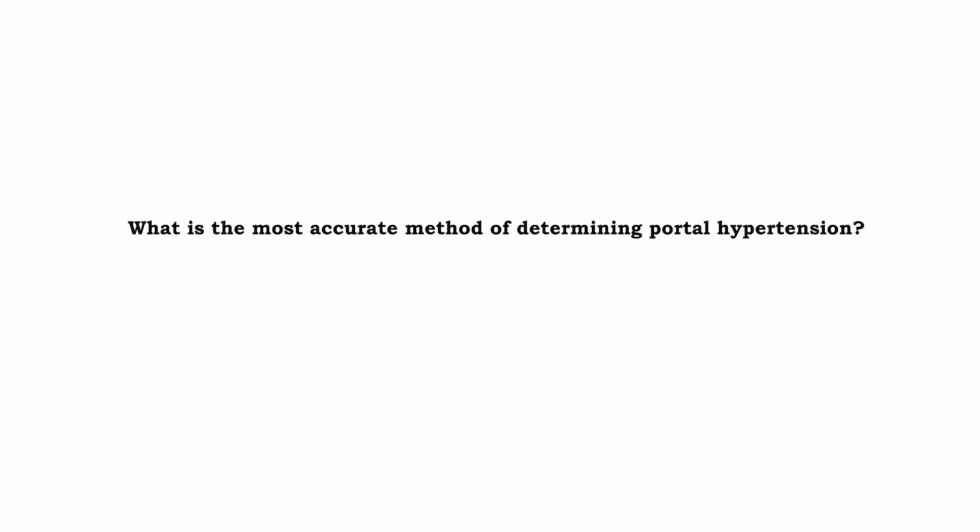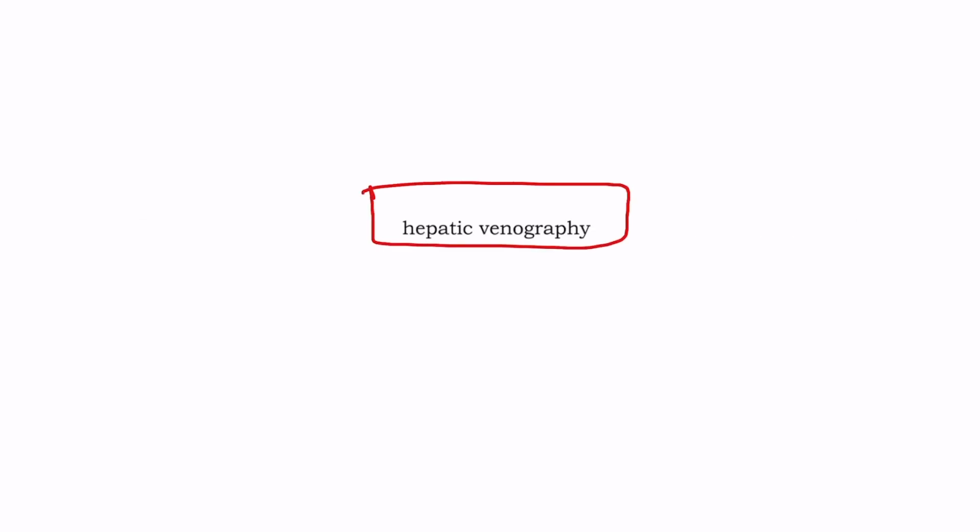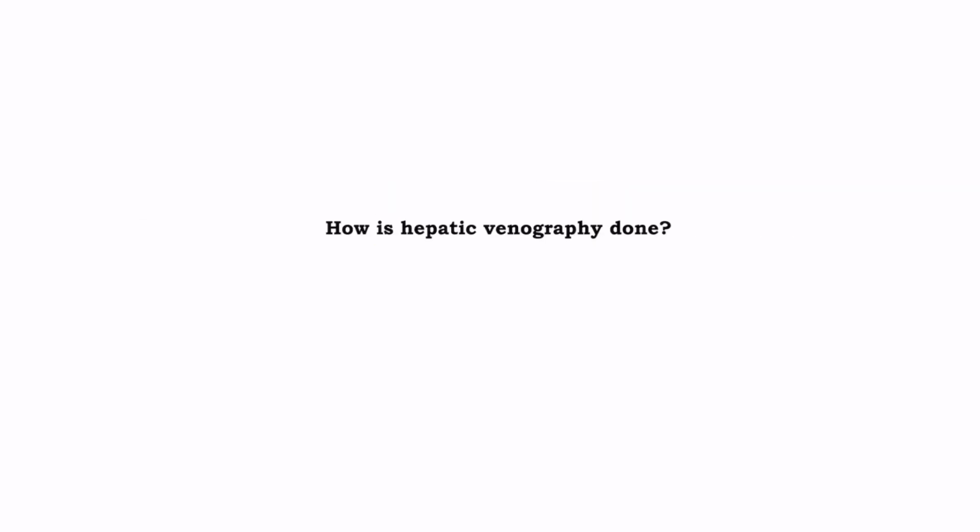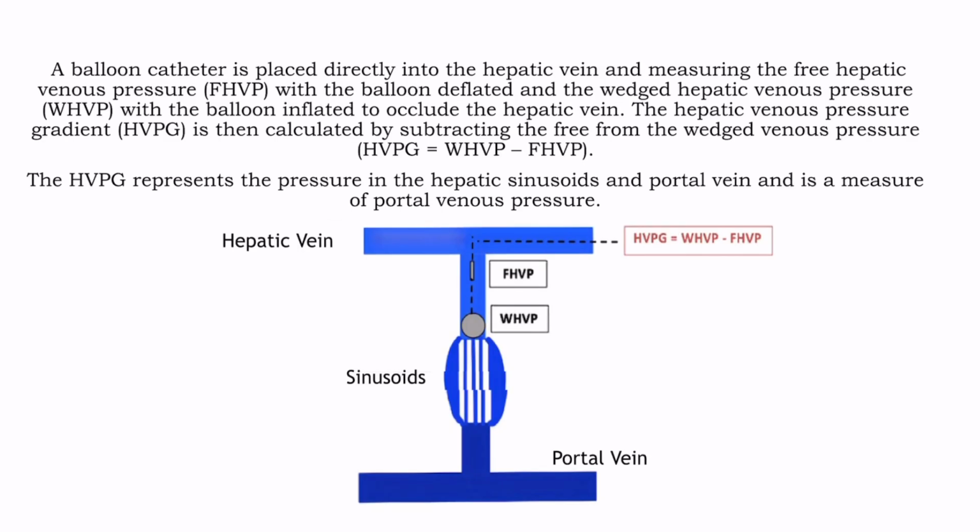What is the most accurate method of determining portal hypertension? Hepatic venography. How is hepatic venography done? A balloon catheter is placed directly into the hepatic vein, measuring the free hepatic venous pressure with the balloon deflated and the wedged hepatic venous pressure with the balloon inflated to occlude the hepatic vein. The hepatic venous pressure gradient is then calculated by subtracting the free from the wedged venous pressure. The hepatic venous pressure gradient represents the pressure in the hepatic sinusoids and portal vein and is a measure of portal venous pressure.